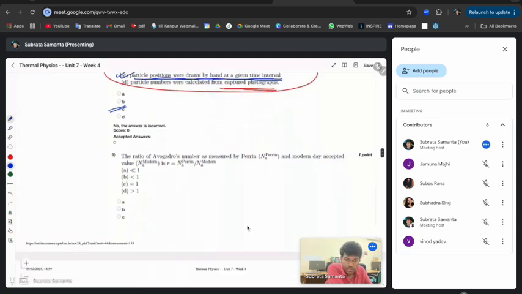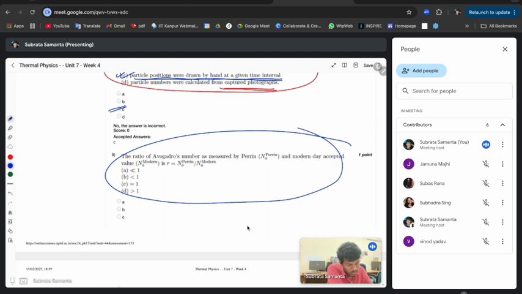Then I move to the next one. The next question: the ratio of the Avogadro number as measured by Perrin, N_A Perrin, and the modern-day accepted value, N_A modern, is R. We know the modern-day accepted value is 6.022 times 10 to the power 23, but we do not know what N_A Perrin is.